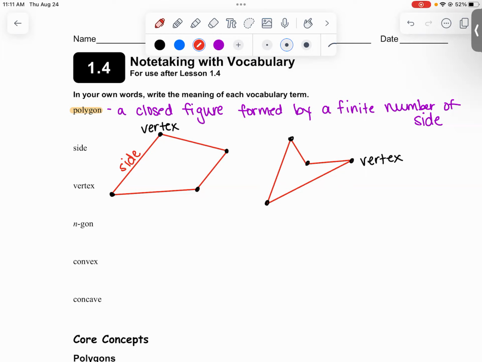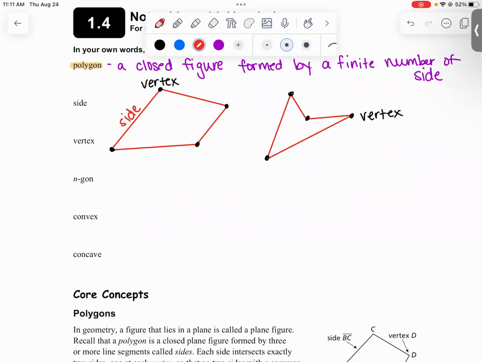I was going to ask you, what kind of polygons did I draw? Quadrilaterals. I drew quadrilaterals. Why are they quadrilaterals? Because they have four sides. Okay, so we're going to make a little chart, really small, about all the different types of polygons that we have, based on the number of sides and then the name of the polygon.